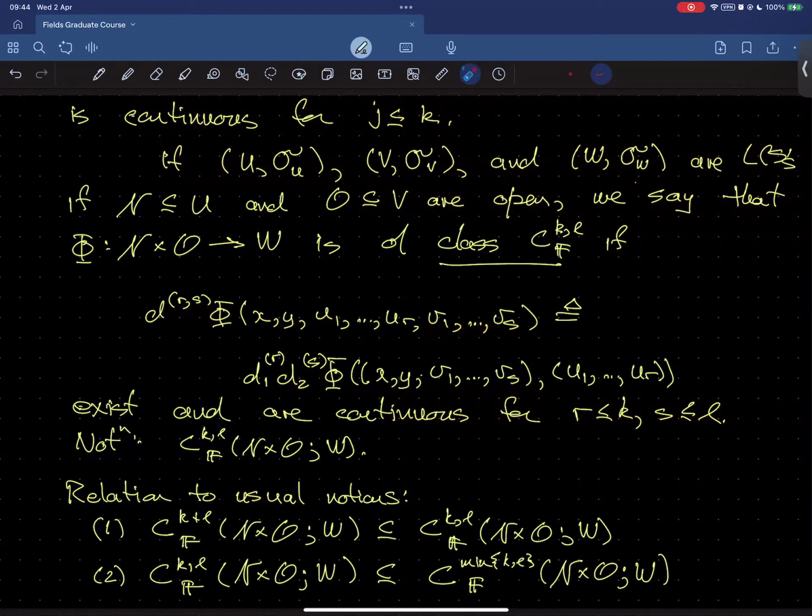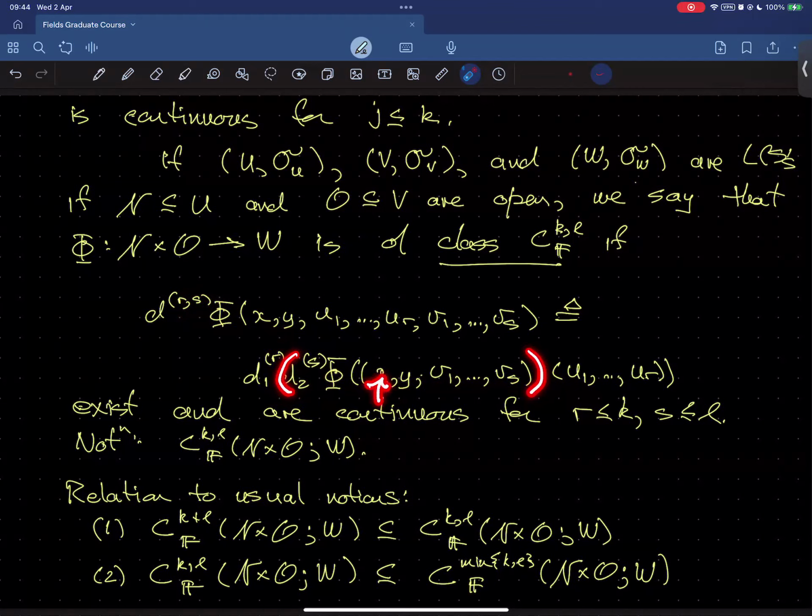So what I do is I first calculate the S derivative of phi in the second variable, okay? Because S corresponds to derivatives in Y, okay? So I take the partial derivative in the second variable, S times, and evaluate that on these ones, okay? So then this thing here now becomes a function of X, okay?